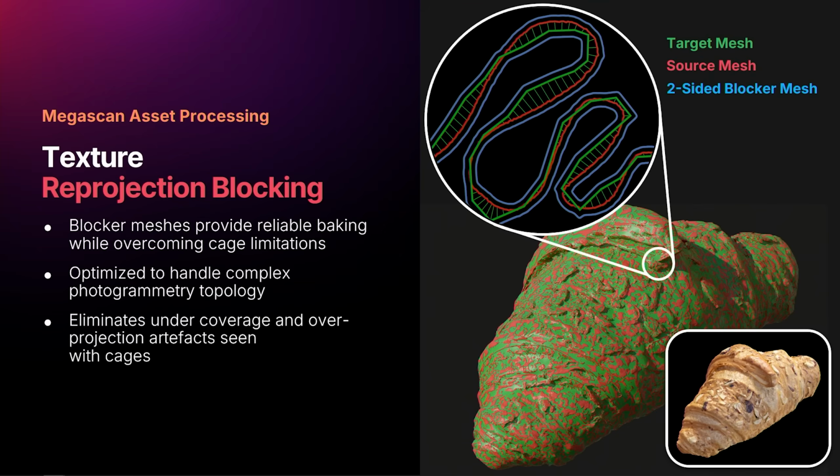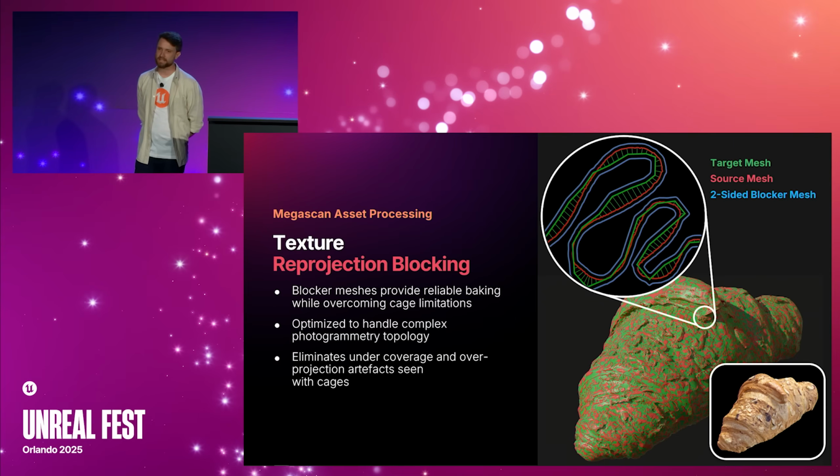This works well in very controlled environments or when an artist is able to author the cage. But we found that with the unpredictable nature of photogrammetry topology and the need for full automation, a simple cage approach was unable to fully envelop the meshes in many cases. Even with an iterative solver-based approach for finding the best coverage, there's still numerous cases of undercoverage leading to holes in the baked texture or overcoverage, which reintroduce the overprojection artifacts which we were trying to solve in the first place.